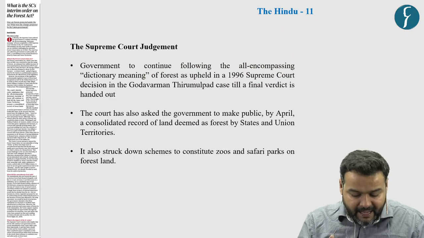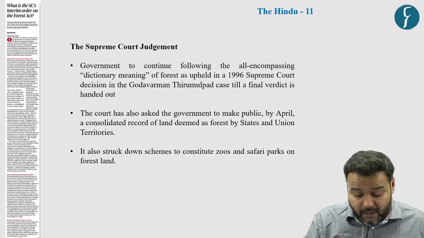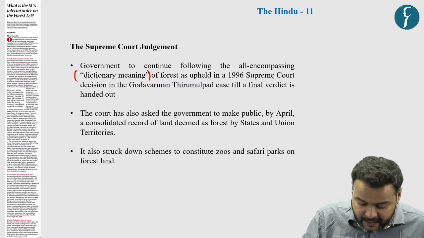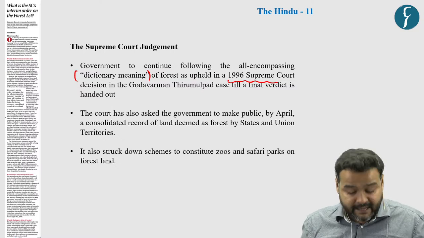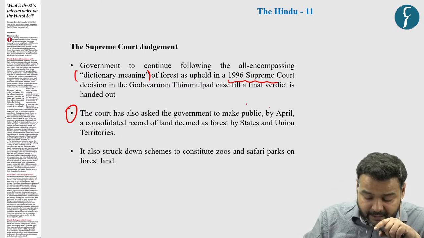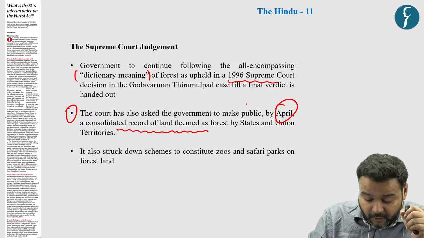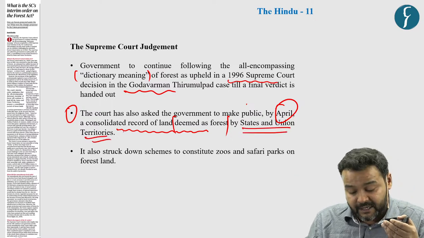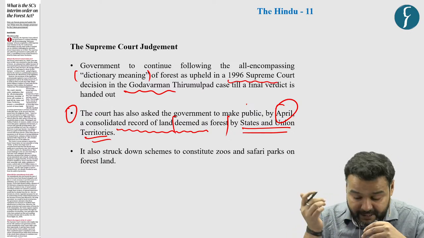So in light of this background, what Supreme Court said, first one we discussed, that government is to continue following the all-encompassing dictionary meaning of forest as upheld in the 1996 Supreme Court decision in the Godavarman case till a final verdict is handed out. Secondly, Supreme Court has directed government to make public by April the consolidated record of land deemed as forest, which was propounded in this judgment by states and union territories. So government has been tasked to make public a record of all the deemed forest records of states and union territories.